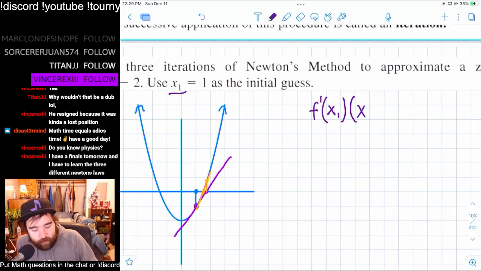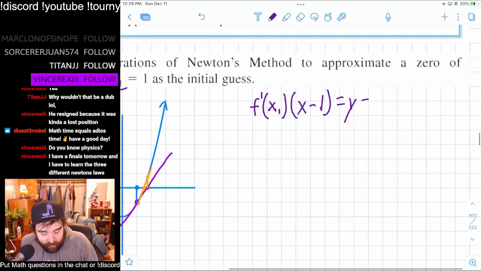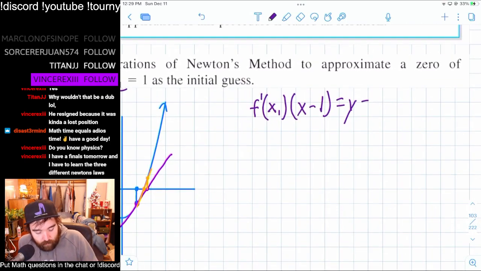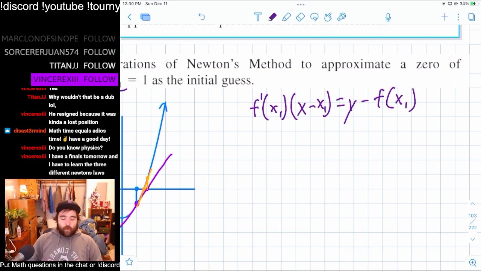And we're writing the equation of the line through that point. So point slope form: y minus the y value equals the slope times x minus x1. We're trying to do it just in general for now, that's why we're using x1 and x1. And then this is f of x1. So not f prime, just f of x1.